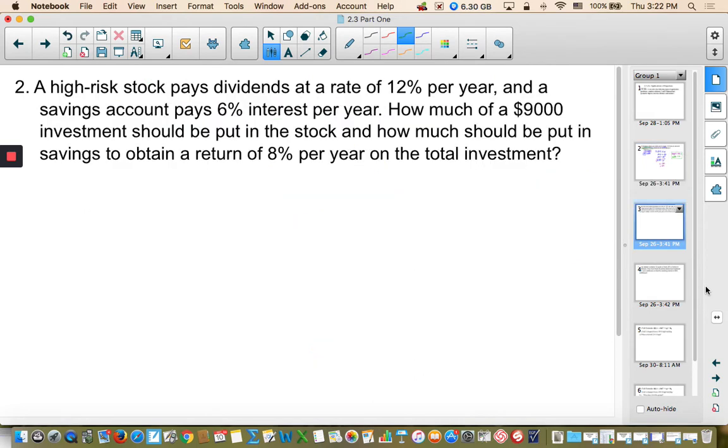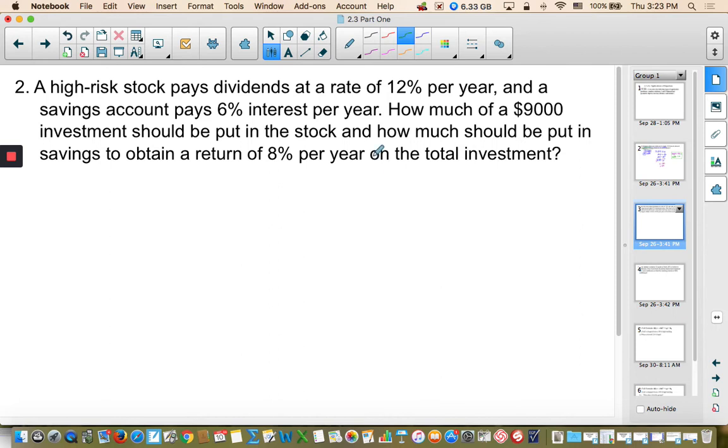Number 2. A high-risk stock pays dividends at a rate of 12% per year, and a savings account pays 6% interest per year. How much of a $9,000 investment should be put in the stock, and how much should be put in the savings to obtain a return of 8% per year on the total investment?